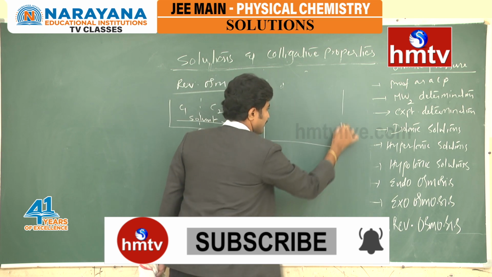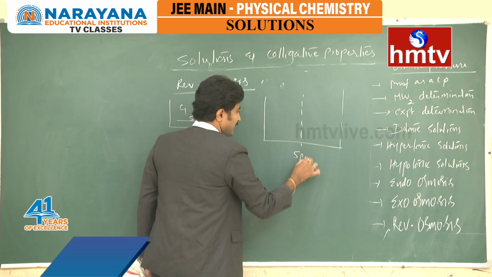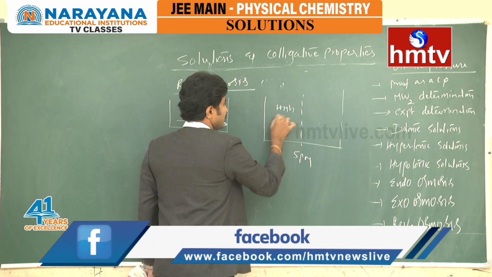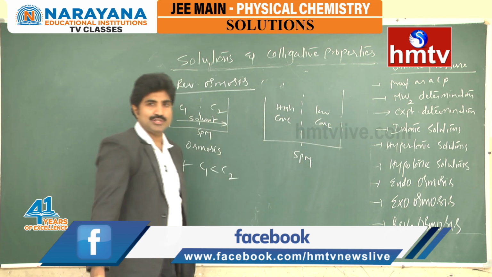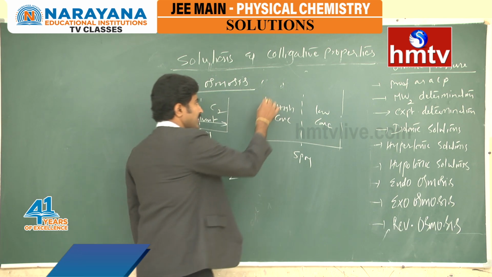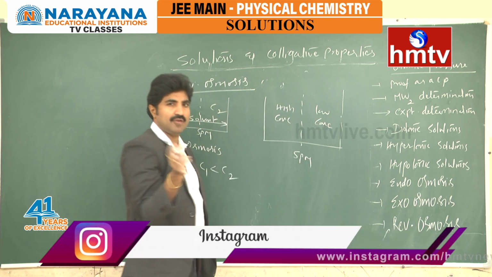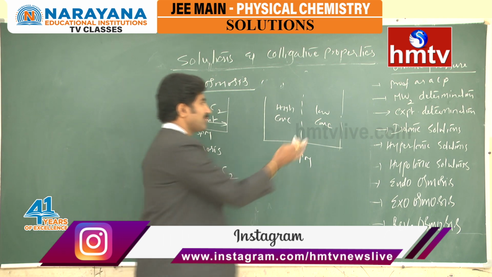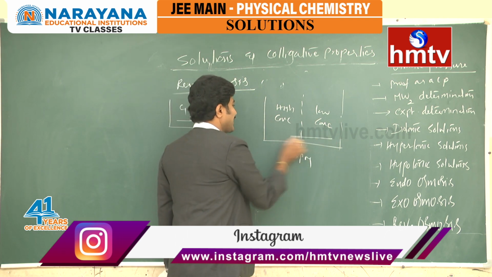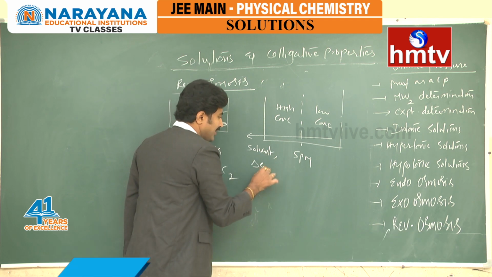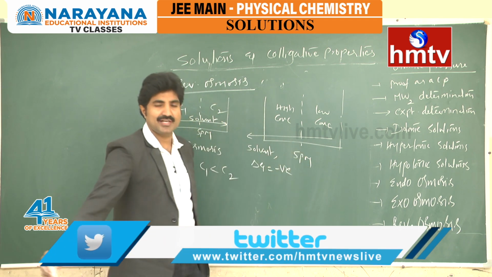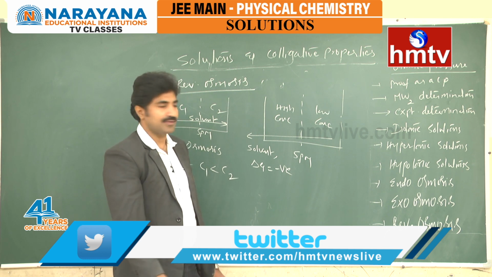Suppose you separate a highly concentrated solution and a low concentrated solution by a semi-permeable membrane. The natural phenomenon is a spontaneous process, from low concentration to high concentration. This solvent migration is a spontaneous process. What is the spontaneous process condition? Delta G is equal to negative.